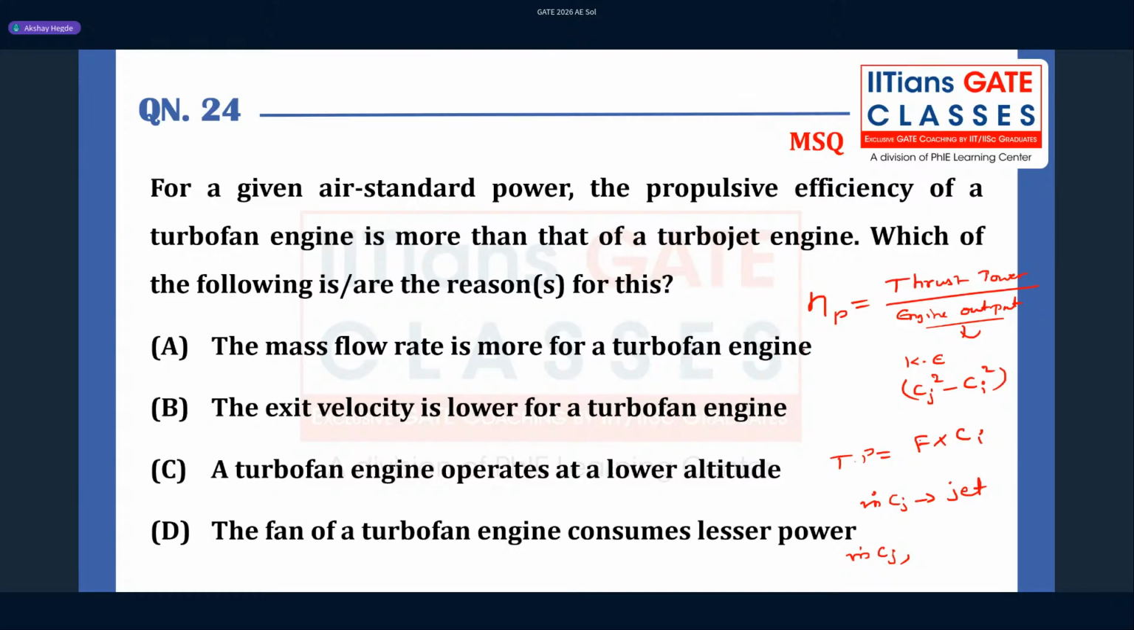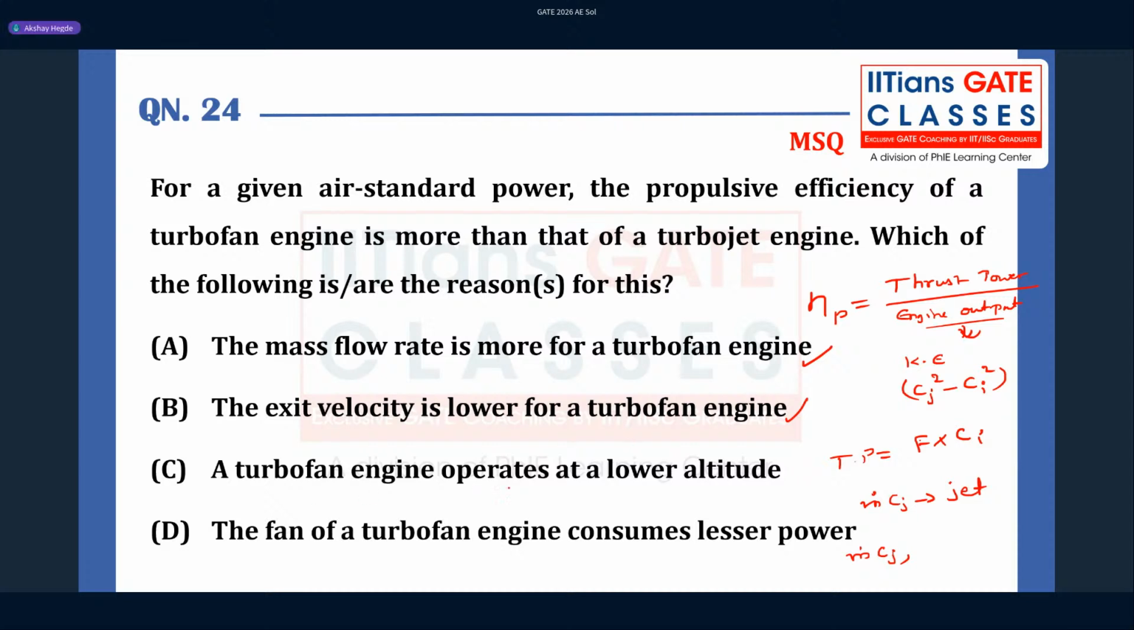So now look at the given options. The mass flow rate is more for the turbofan engine, right? We are including a fan, so we are allowing more mass to flow into the overall engine. So this is responsible for increasing propulsive efficiency. We can see if I increase the mass flow rate, the thrust power increases. And the exit velocity is lower for the turbofan engine. Yes, this can cause an increase in propulsive efficiency because it directly relates to the engine output power in the efficiency definition. So this is true.